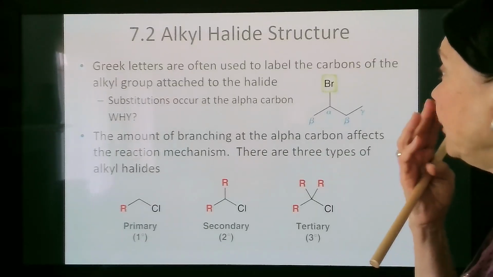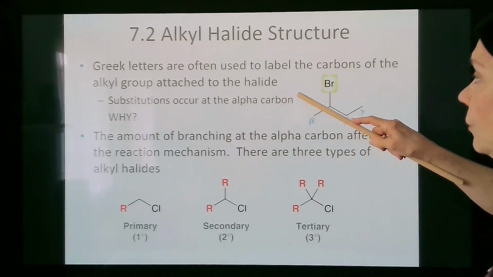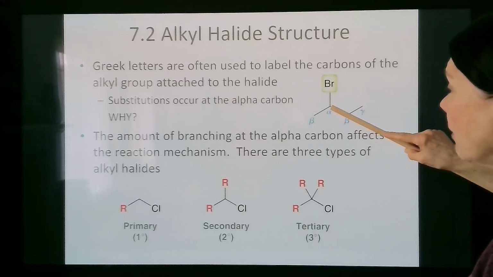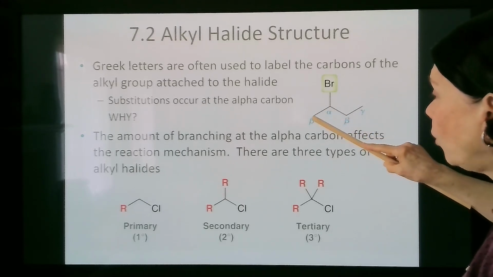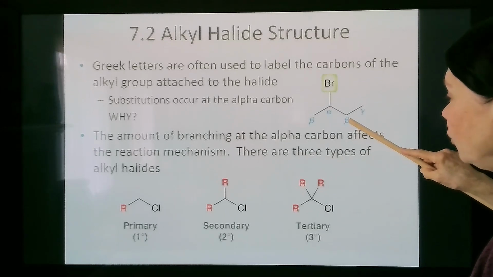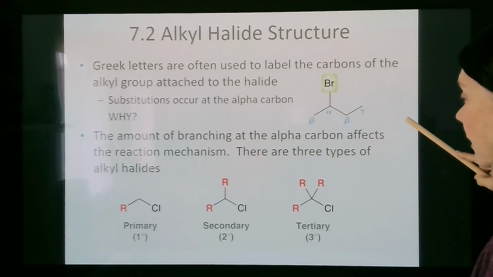Greek letters are often used to label the carbons of the alkyl groups attached to the halide. So the carbon directly attached to the halogen is the alpha carbon. This one, one more position away, is beta. One more position away is gamma, and as you go down the chain: alpha, beta, gamma, delta.